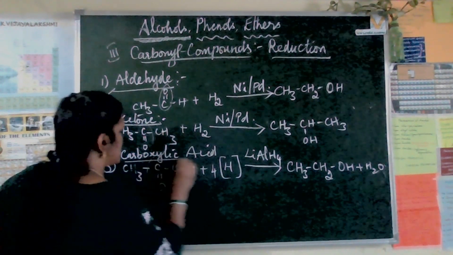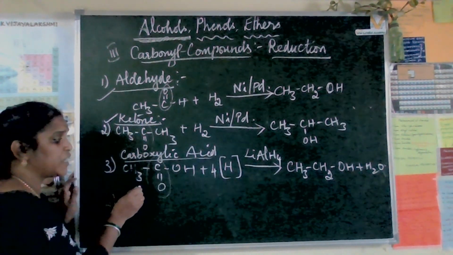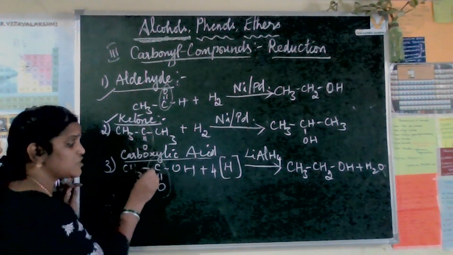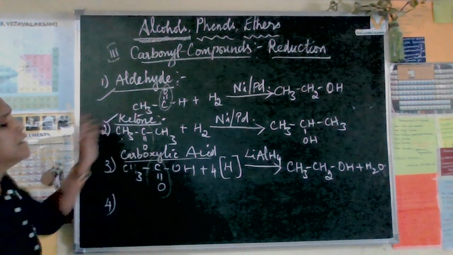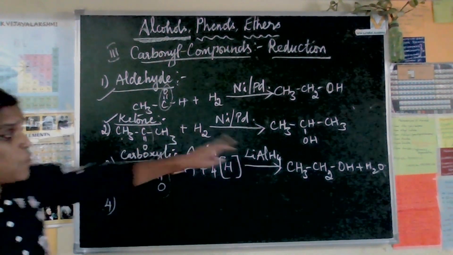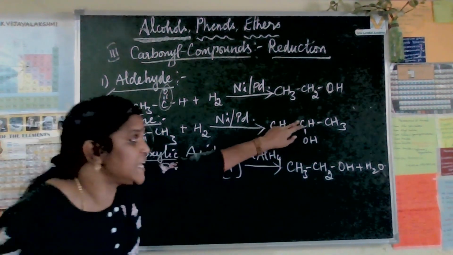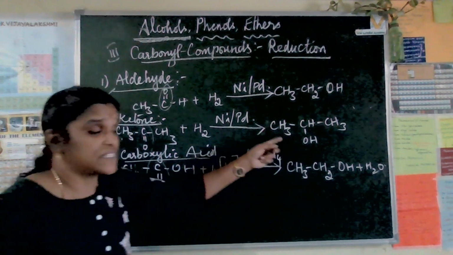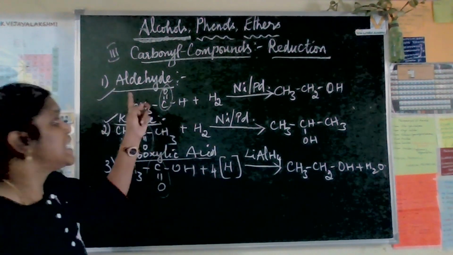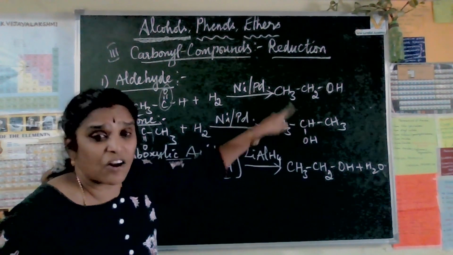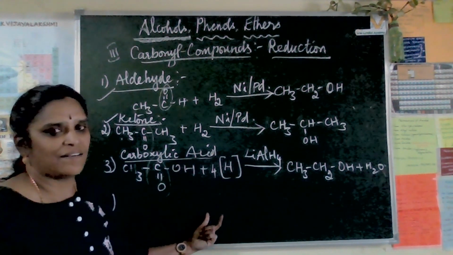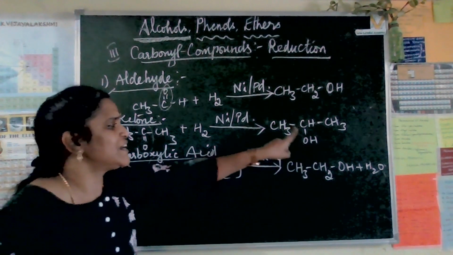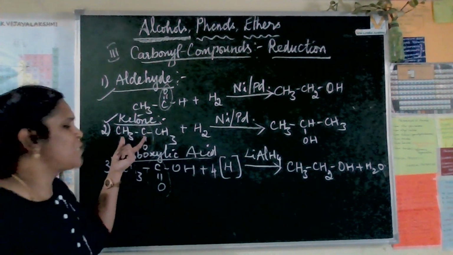Okay, now carboxylic acid, I just have taken acetic acid, CH3COOH. This is ketone and this is aldehyde. Ketone, you see what is the formation? CH3, CHOH, CH3. This is isopropyl alcohol. Whereas aldehyde gives ethyl alcohol. Please mention how do we get isopropyl alcohol? Which compound gives that isopropyl alcohol?